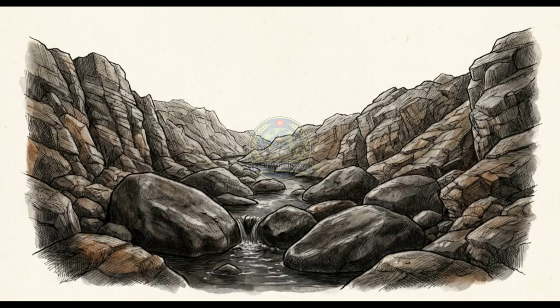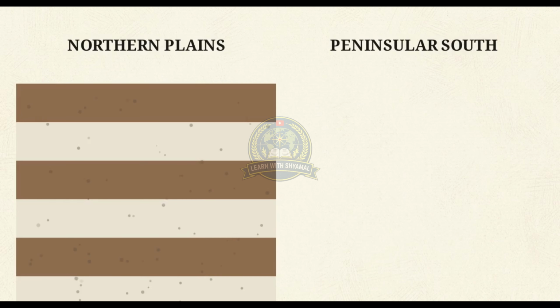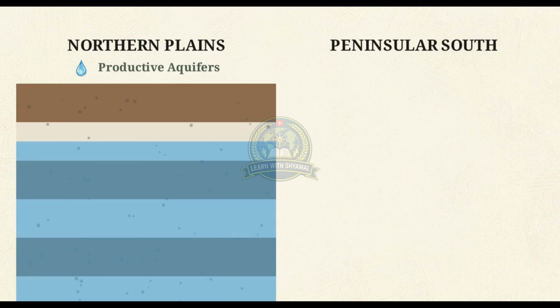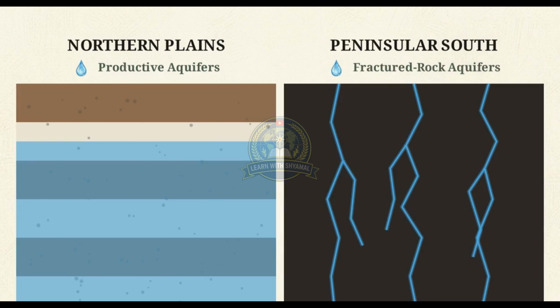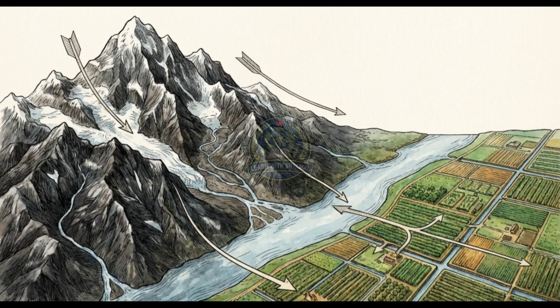These southern rivers are purely seasonal, relying entirely on rainfall, and they flow over hard, unyielding crystalline rock, which limits their erosive power. This topography strictly controls groundwater as well. The deep alluvial plains in the north yield highly productive aquifers, while the hard rock of the peninsular south limits groundwater storage to narrow, fractured rock aquifers. Relief and drainage act like a massive conveyor belt, systematically stripping geological material from high elevations and redistributing it as agricultural wealth in the plains.